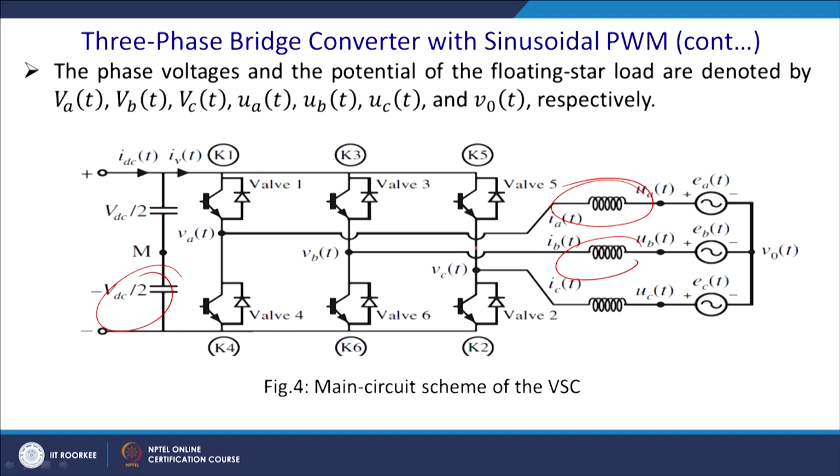The phase voltages and the potential of the floating star load are denoted by VA, VB, VC and UA, UB, UC and V0 respectively, that you can see, what are the different parameters indicated. This is UA, it is VDC and all those things, and this point is the terminal voltage of the out.